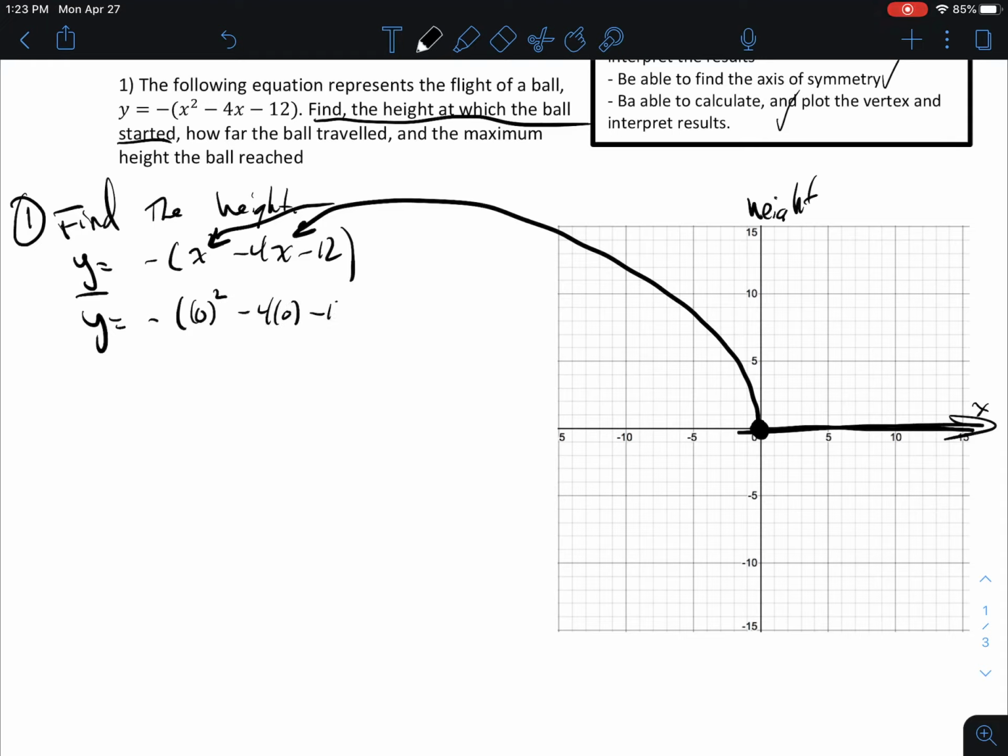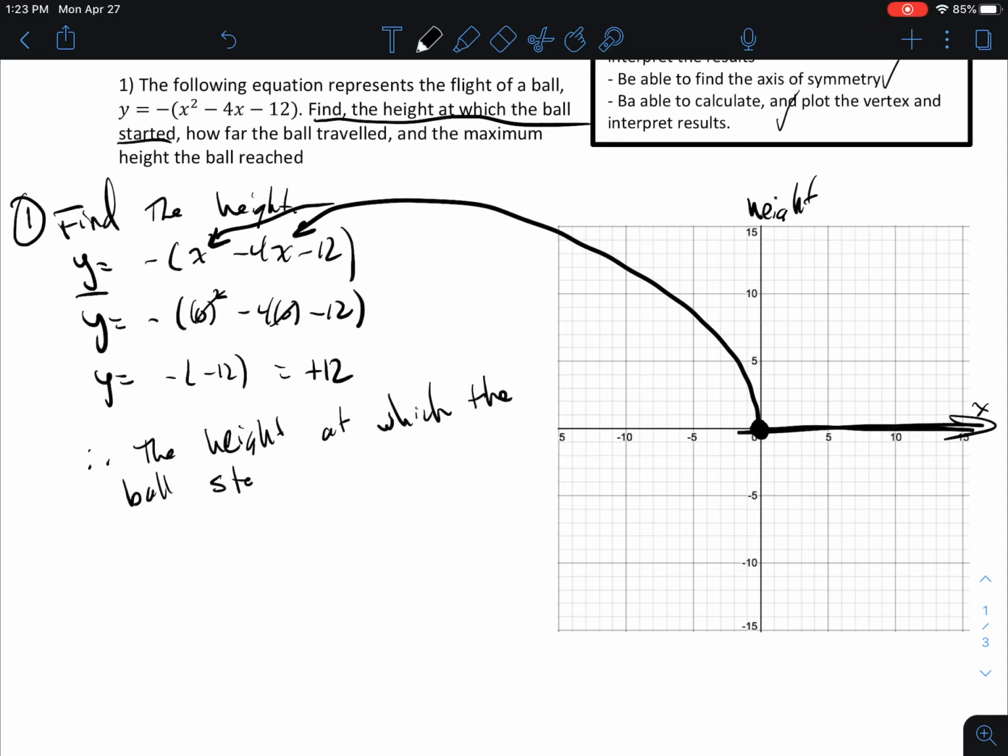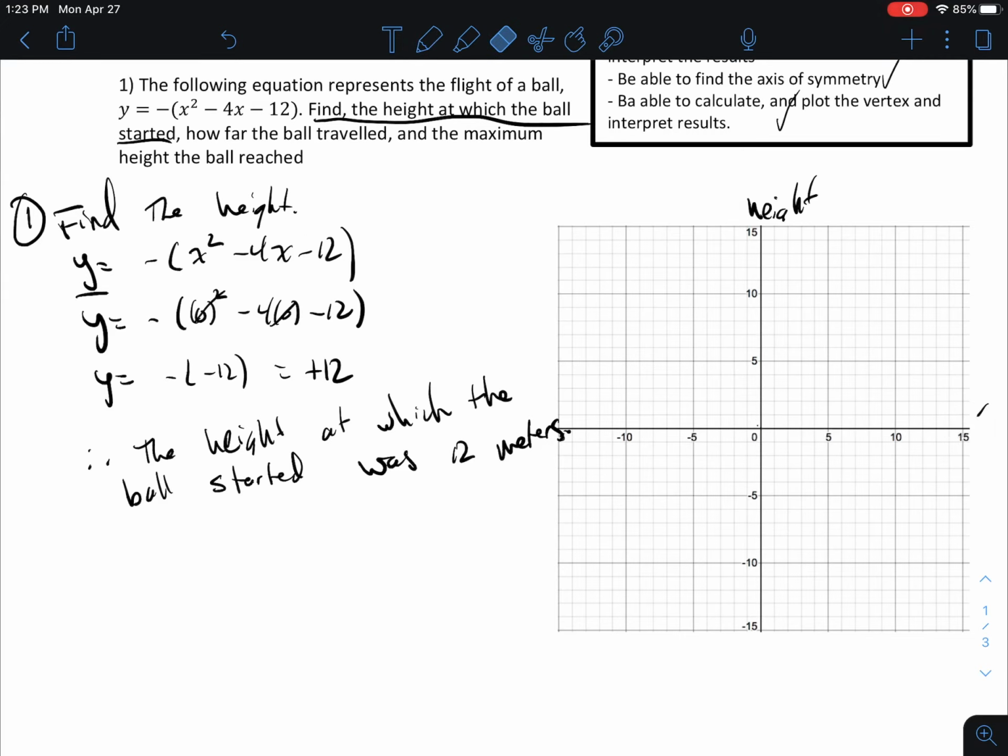So let's do that. I'm going to plug in negative 0 squared minus 4 times 0 minus 12. So y equals, these are going to cancel because 0 squared is 0, and minus 4 times 0 is 0. I'm going to get negative times negative 12, which is equal to positive 12. Therefore, the height at which the ball started was 12 meters.